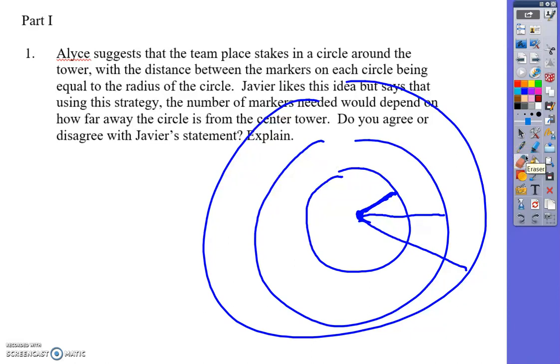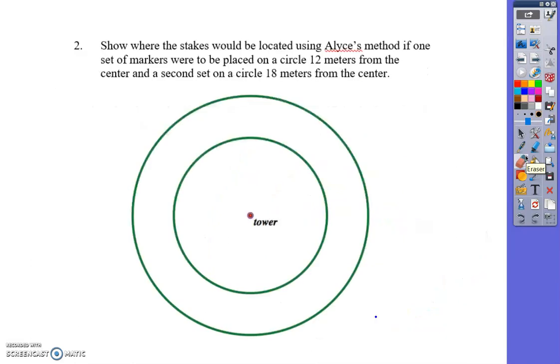So that's around 6 and a little bit marks around the circle. Here's a better picture than the one I drew, showing where the stakes are going to be using Alice's method. What you're going to want to do here is use something flexible. Girls, if you have a rubber band for pulling back your hair in your pocket, that's perfect because it's sturdy enough that it'll hold its shape. Then you can use it to measure your radius and mark off your tower within radius units.